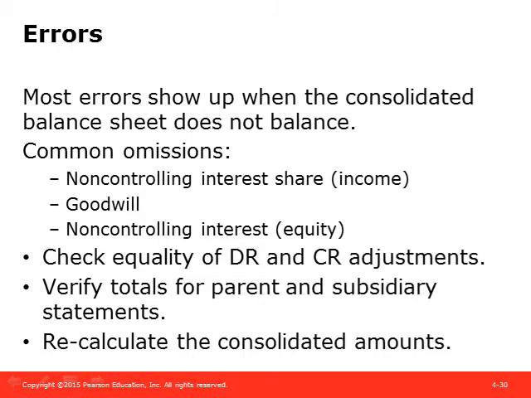We check the equality of debits and credits in the workpaper entries by totaling the adjustment and elimination columns. Although proper coding of each workpaper entry minimizes this type of error, many accountants prefer to total the adjustment and elimination columns as a regular workpaper procedure.